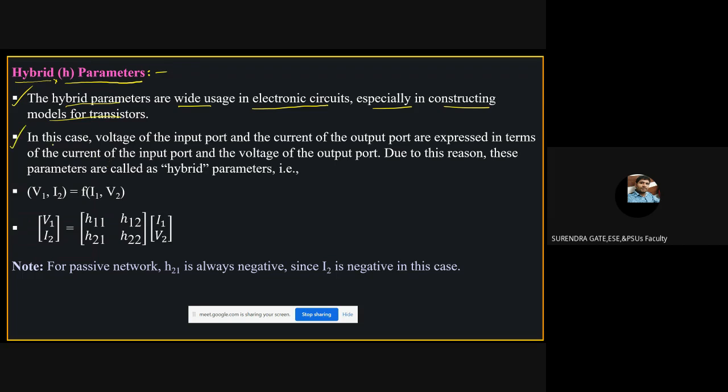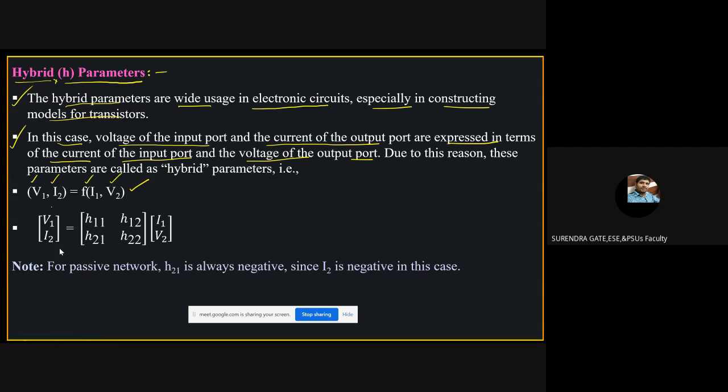In this case, the voltage of the input port and the current of the output port are expressed in terms of the current of the input port and the voltage of the output port. That means V1 and I2 are represented in terms of I1 and V2. This is the voltage of the input port and current of the output port. This is the current of the input port and voltage of the output port.